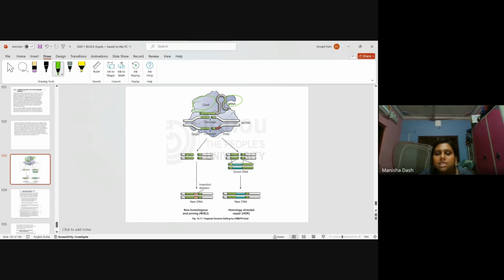Now, since these sites are cleaved, you can put your gene of interest. The gene of interest can be integrated into the genome in two ways. One is non-homologous end joining, which means even if there is no homology, the DNA can simply go and get integrated. Or, if by some chance the donor DNA has some homology with the DNA of the genome, then there will be homology directed repair. So the new gene of your interest will be integrated into this particular genome.